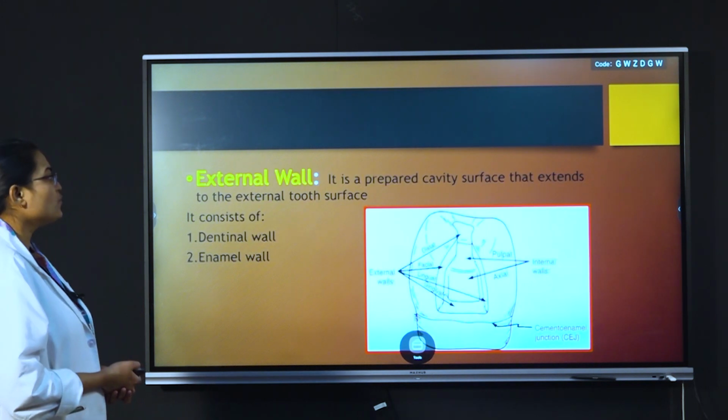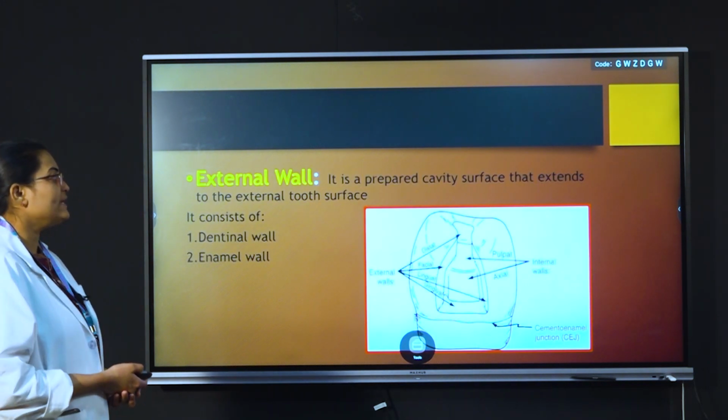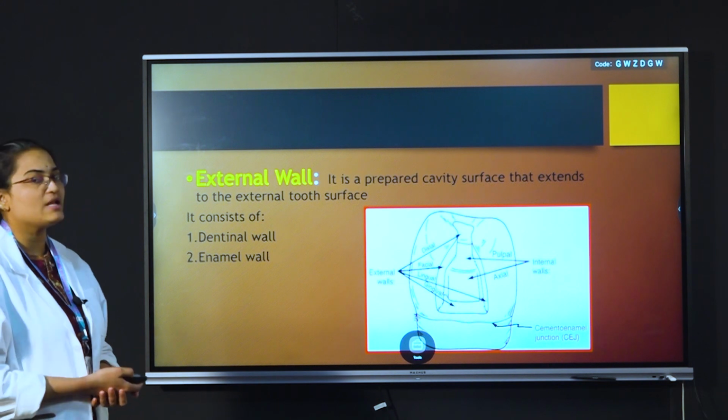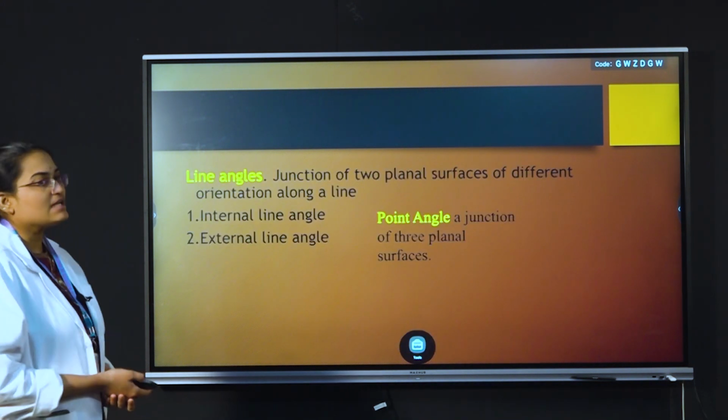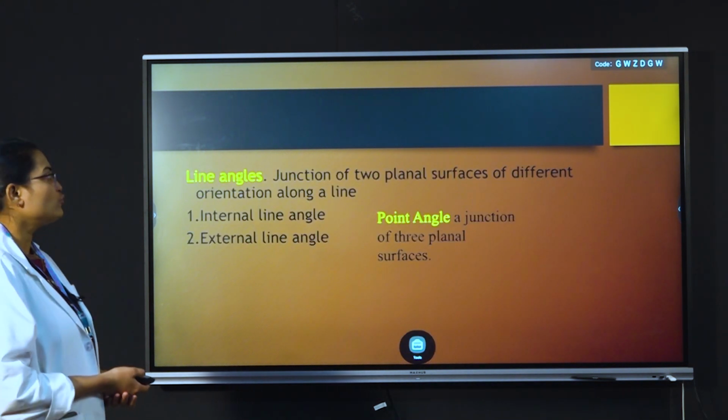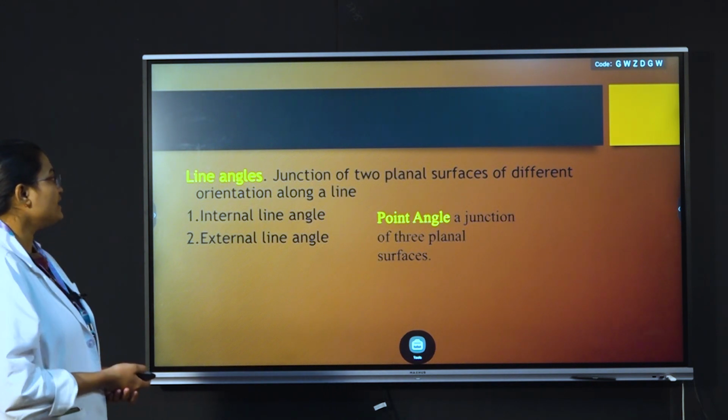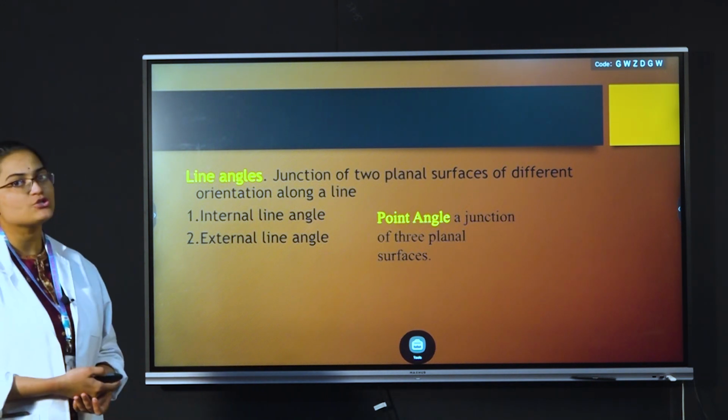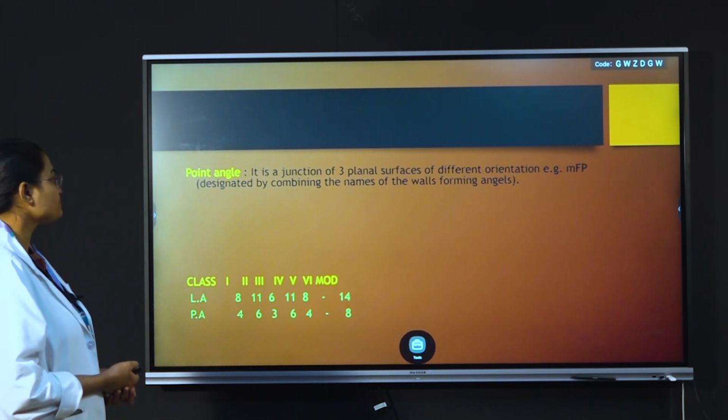These are the external walls shown in the picture, and also the internal walls, pointed out as pulpal and axial walls. The line angle, by definition, is a junction of two planar surfaces. They can be internal or external, and a point angle is a junction of three planar surfaces.